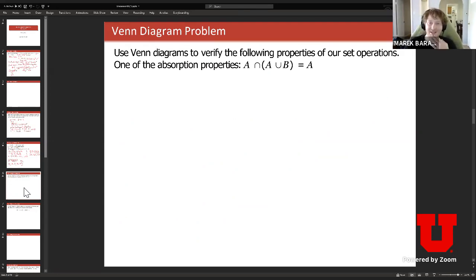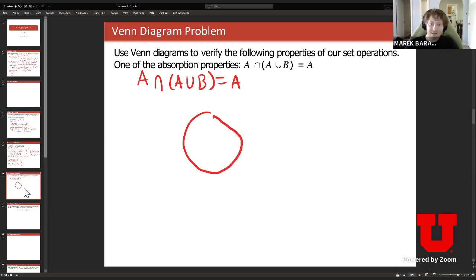So we're going to use Venn diagrams to verify the set property, which is one of the absorption properties, which says that A intersect A union B is equal to A. When you're doing Venn diagrams, make sure you always have this intersection. So I'll give you maybe a minute to do that yourself.